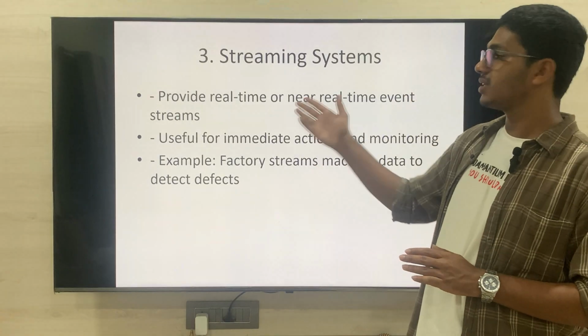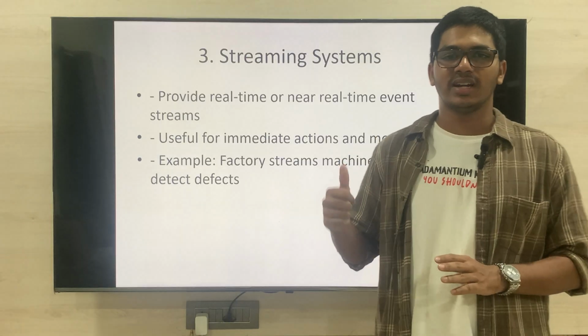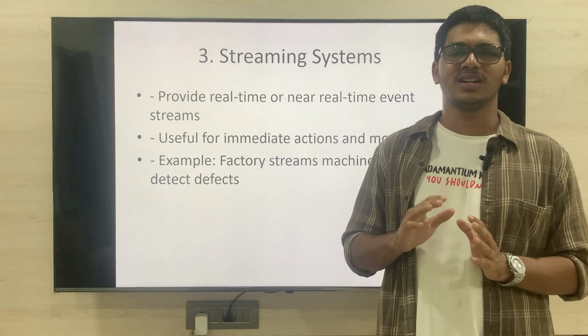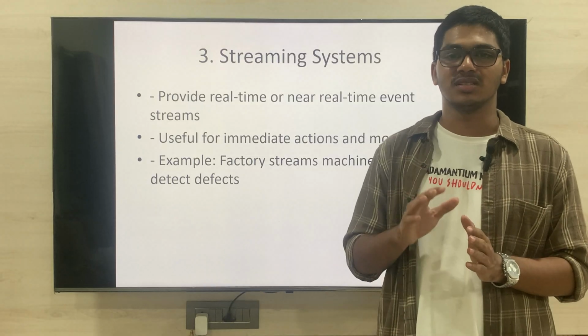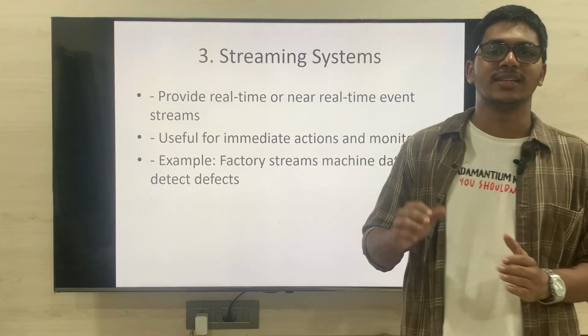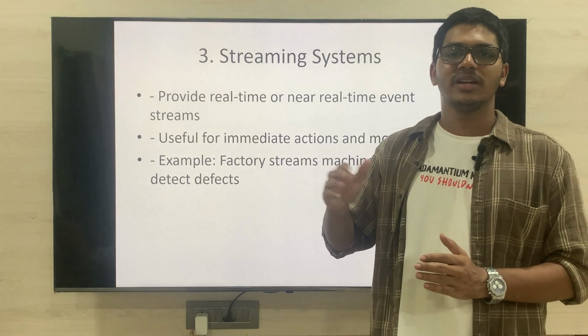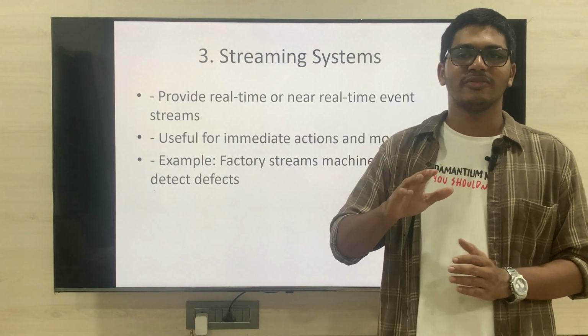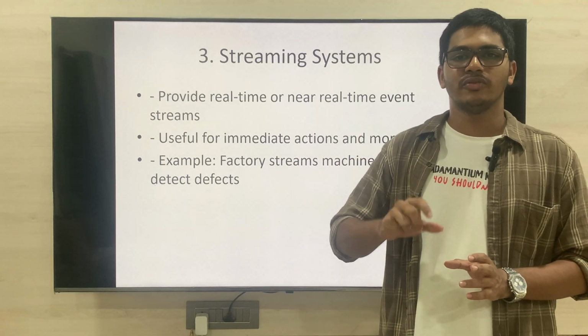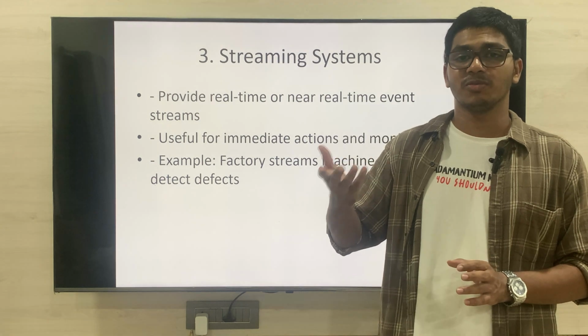Third, streaming systems. So this is where data flows continuously as live events. Think of it like a real-time heartbeat of your business. For example, a factory streams sensor and camera data, so analytics systems can immediately detect fabric snags and flag defective items before they continue on the line. And if you need fast decisions, you need streaming.